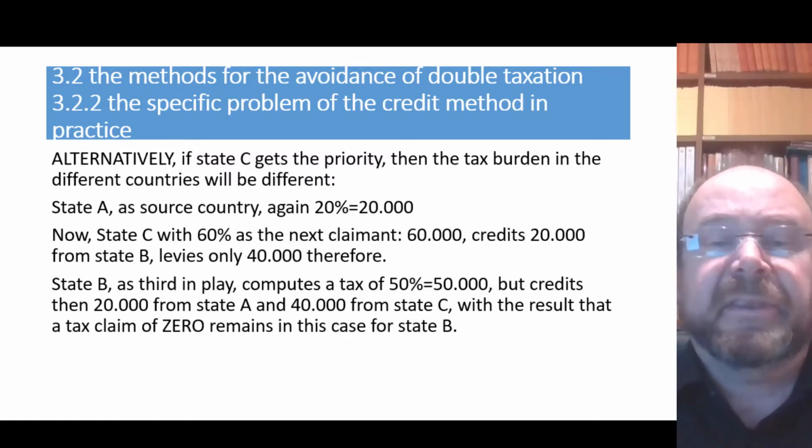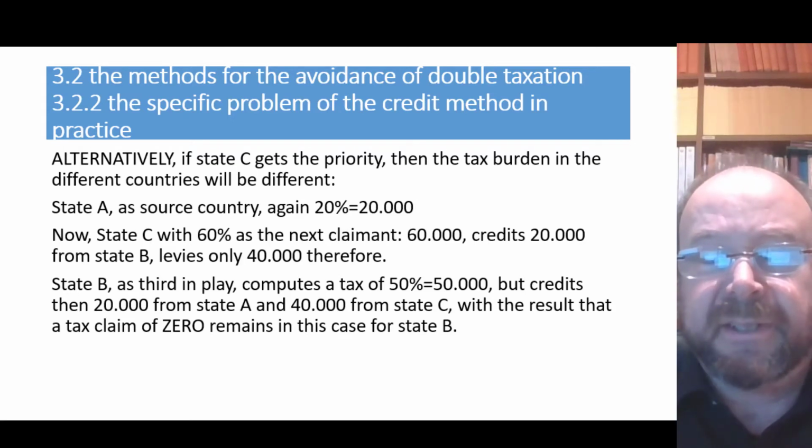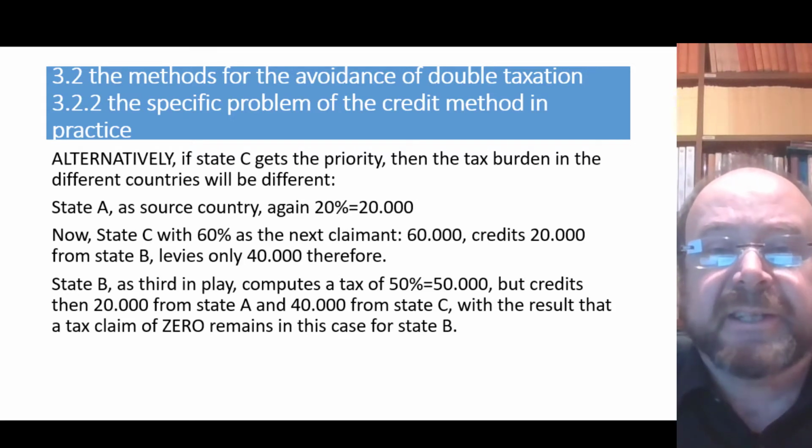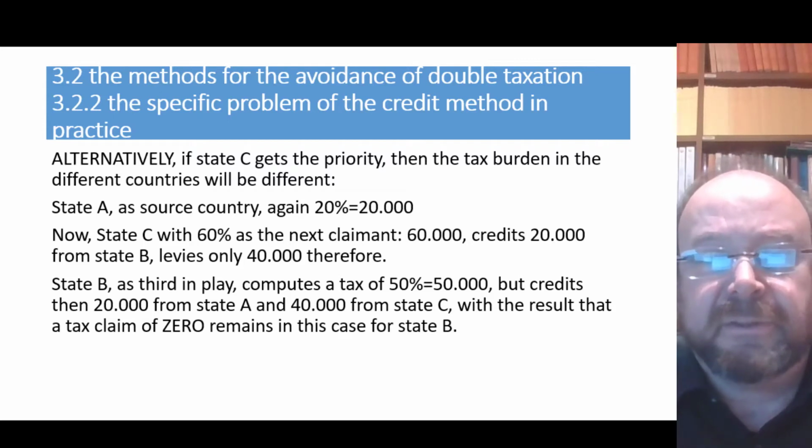Now you see, the overall result in both cases is the same. The taxpayer goes away with a 60,000 total tax burden. The highest tax rate is what counts. But here, different amounts go to different states.